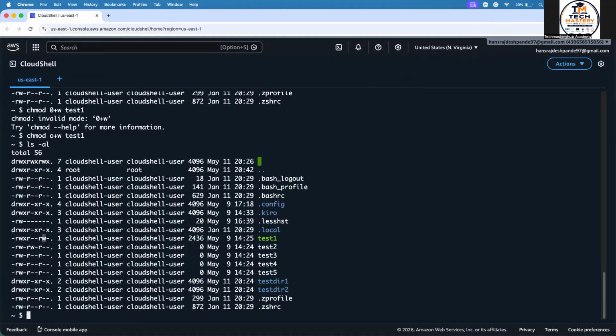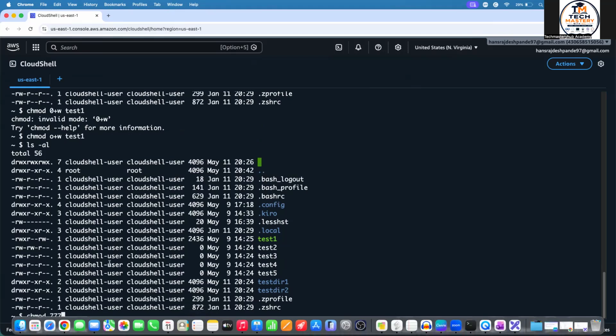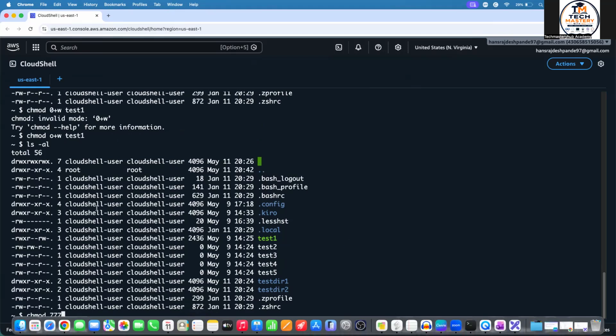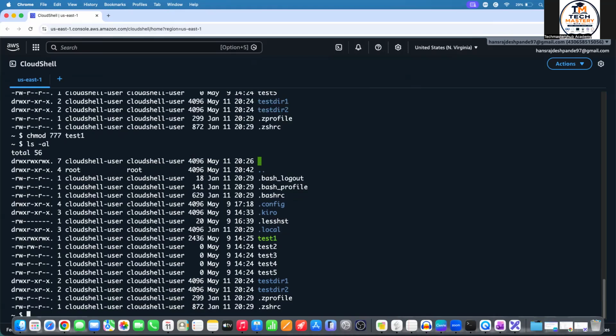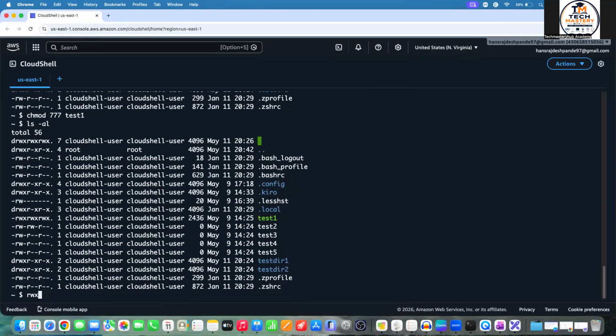Now let's try using the numeric method. So how to grant: chmod 777. This is not correct, this is a very dangerous authority, but still we are granting it, test1. So test1 will have everything, everybody will have read, write and execute authority. Now let's check. Now you can see test1 has all the authority. Okay, so for this file, the owner can read, write and execute, the group can read, write and execute, and the others can also read, write and execute.